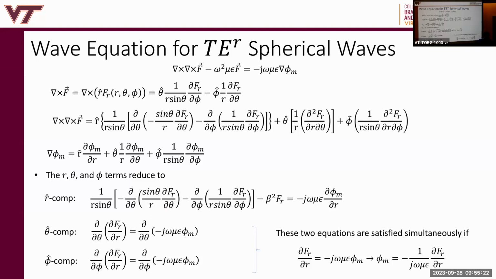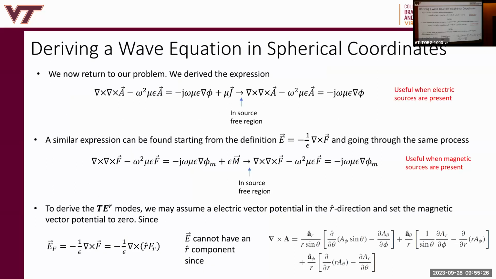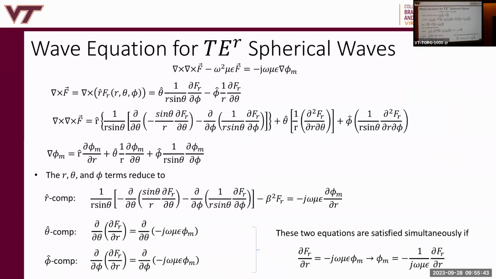Okay, so let's step back and understand what we're doing here, right? We're trying to find electric field modes that are in terms of this electric vector potential, and we're trying to construct TE to R modes. So what do we need to do? We need to solve for FR. If we can find what FR is, then we can obtain the electric field, right? So let's solve for FR. That's the whole point of this. We have three differential equations that are all in terms of FR. We need to find a way to obtain FR.